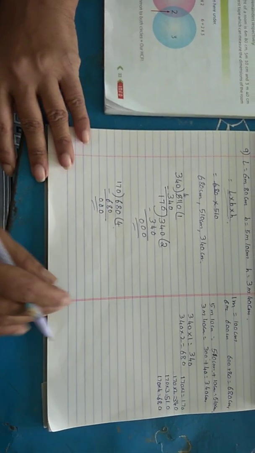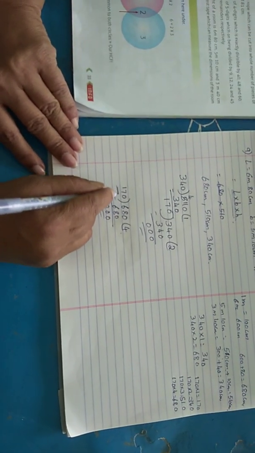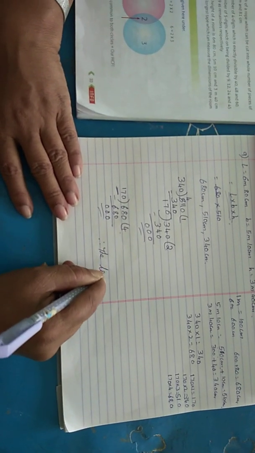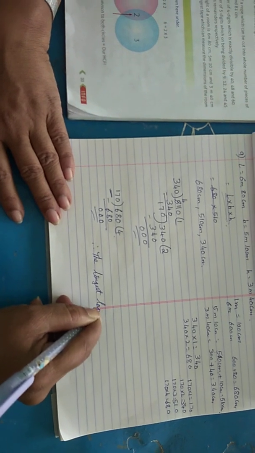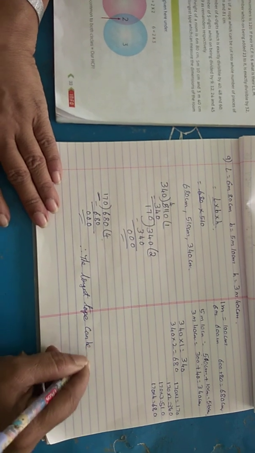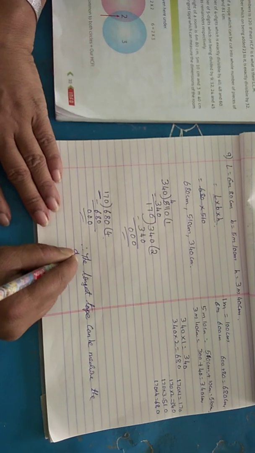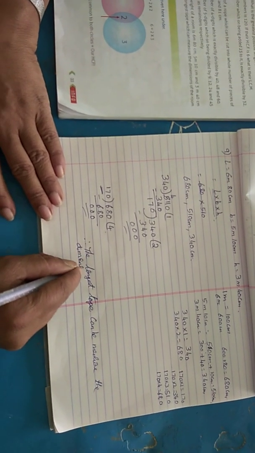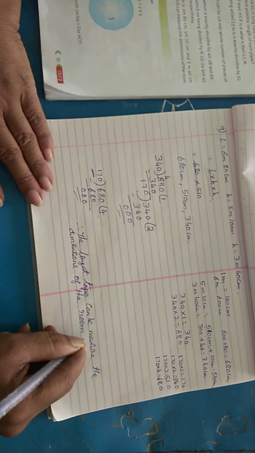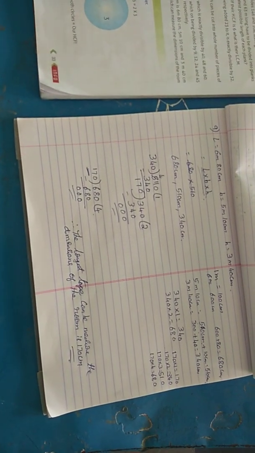So what do they ask? Find the longest tape which can measure the dimensions of the room exactly. That is 170. Therefore, the longest tape which can measure the dimensions of the room is 170 centimeter. Okay children, the remaining sums you can try.